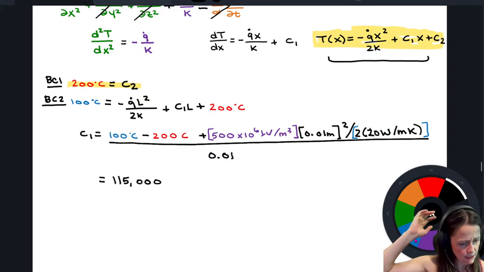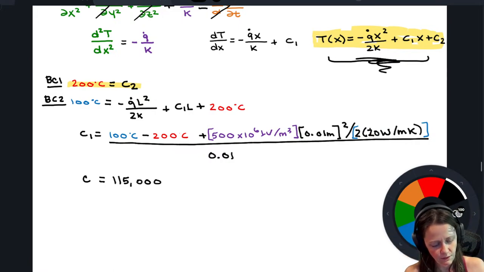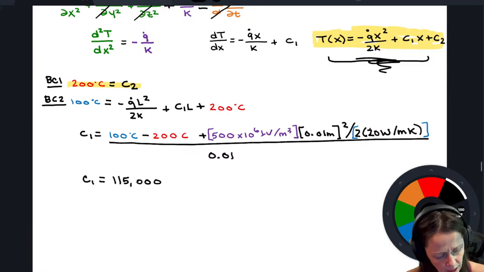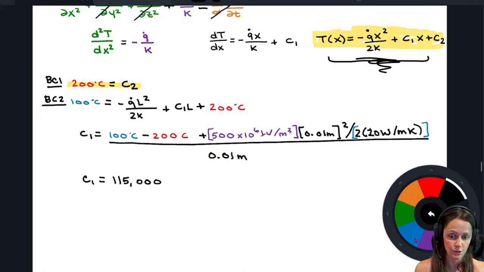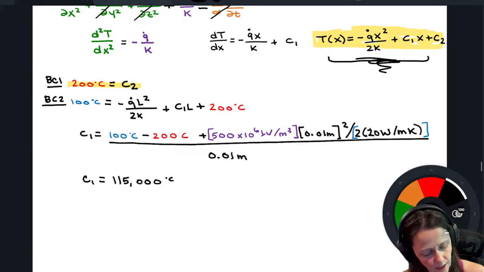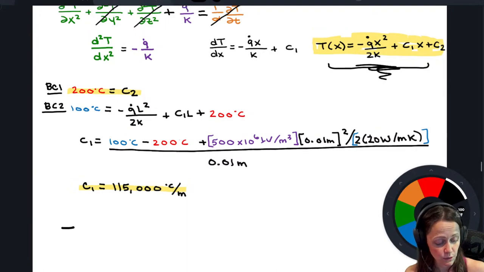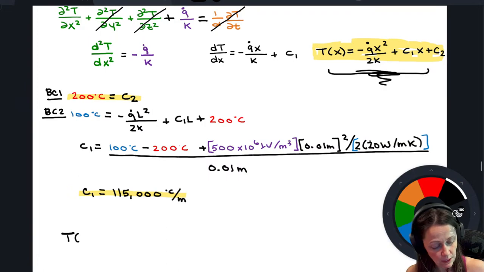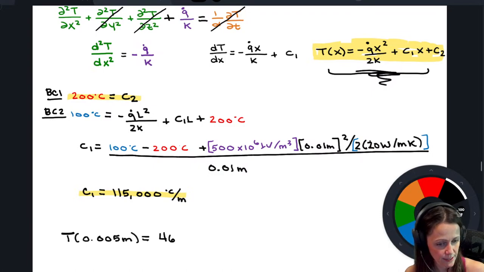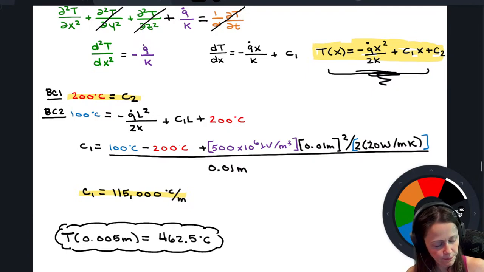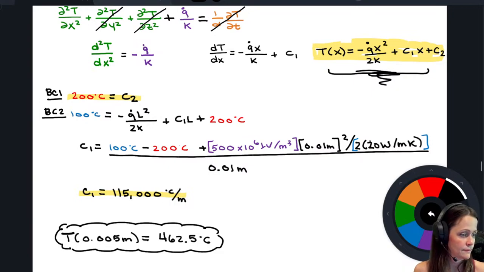Perfect. So if we look at this equation over here, even if I was kind of lazy, I can reason out what those units were supposed to be, or I can cancel things out. They should be in degrees Celsius per meter in order for the temperature T of x to be in degrees Celsius. Then all we needed to do was figure out what the temperature at x equals L over 2 is. So the temperature at 0.005 meters, plug that in, we get 462.5 degrees Celsius. Perfect.